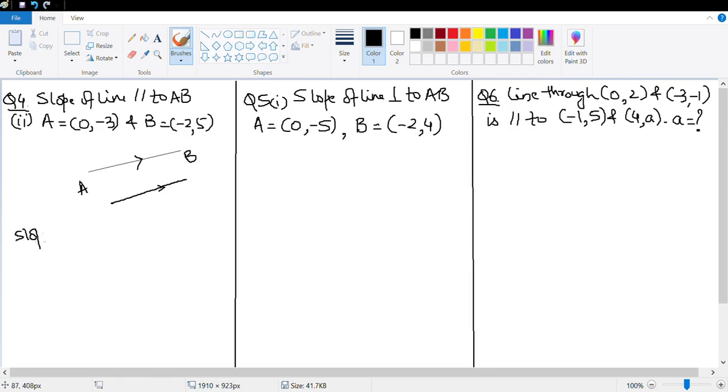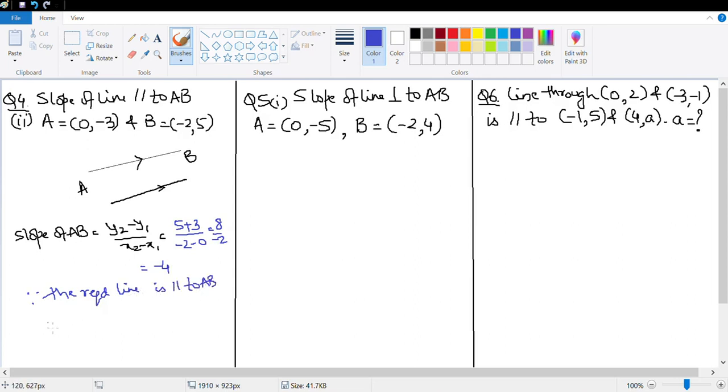So slope of AB will be equal to y2 minus y1 upon x2 minus x1, which will be equal to y2 is 5, y1 is minus 3, which means 5 plus 3, x2 is negative 2, and x1 is 0. So this is 8 upon negative 2, which means equal to negative 4. Since the required line is parallel to AB, therefore the slope of the required line is equal to the slope of AB, which is equal to negative 4. So m of the required line is equal to negative 4.